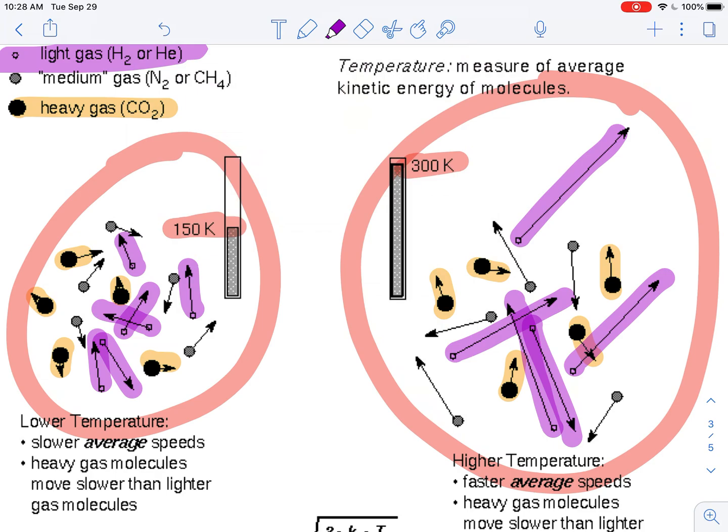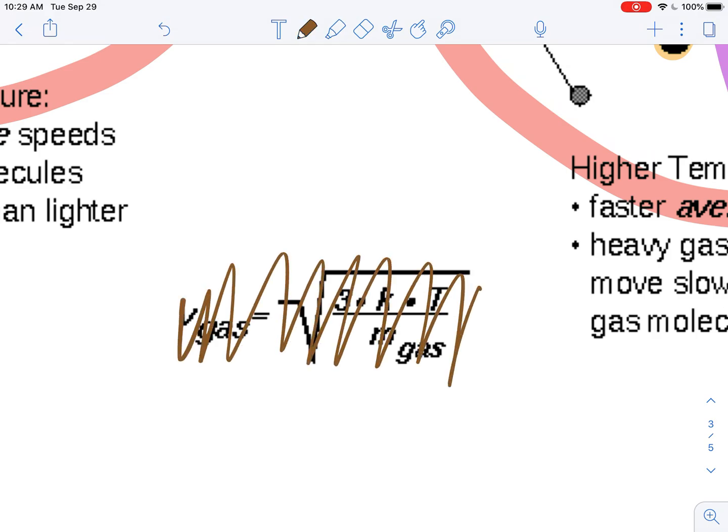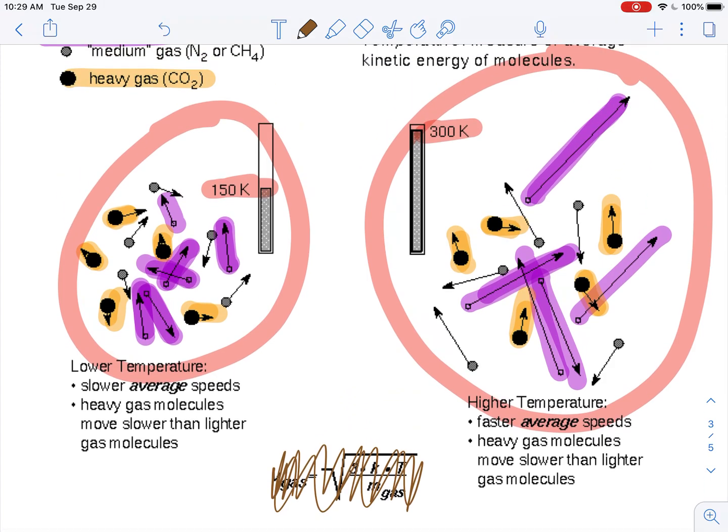So the purple 300s are longer than the purple 150s because you're at a higher temperature over here in the 300s. The orange 300s are longer than the orange 150s because you are comparing the same substance at a higher temperature, and the higher the temperature, the faster it's going to move. Now, if you want to actually figure out the speed of the gas, you can use this equation here, but that's not on the AP test, so I don't care about that guy right there. You're not going to come up with him. They're going to have pictures like this.